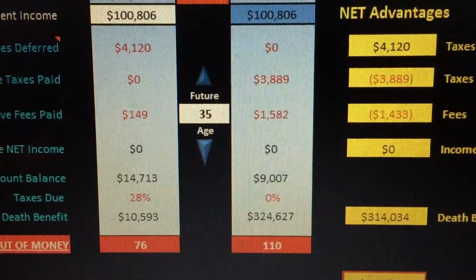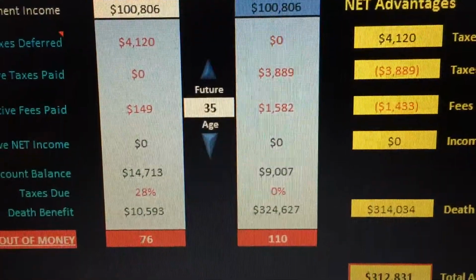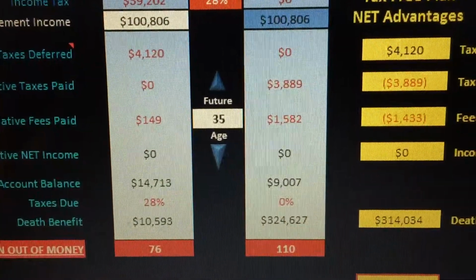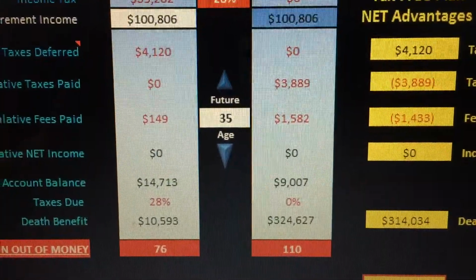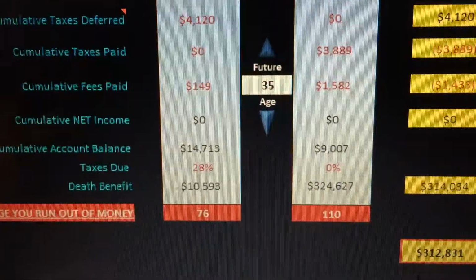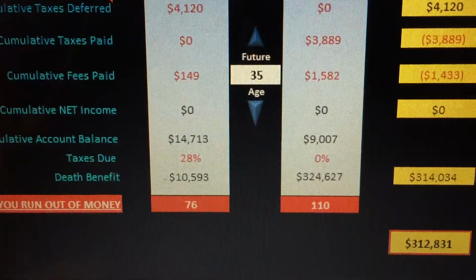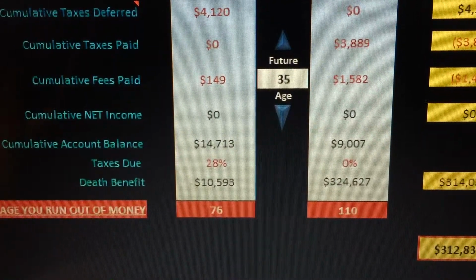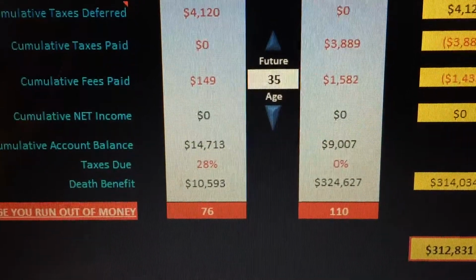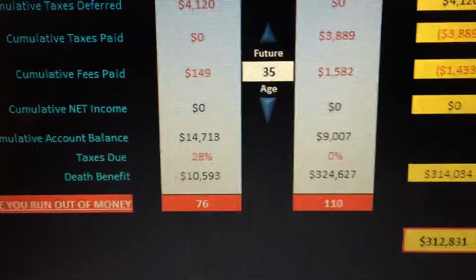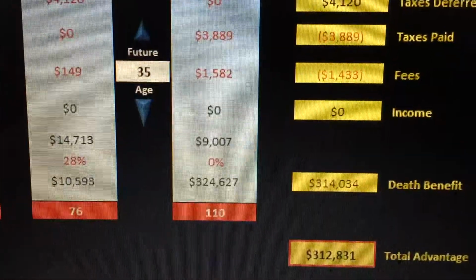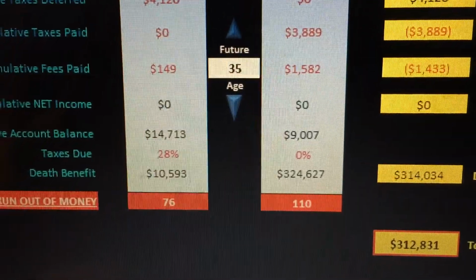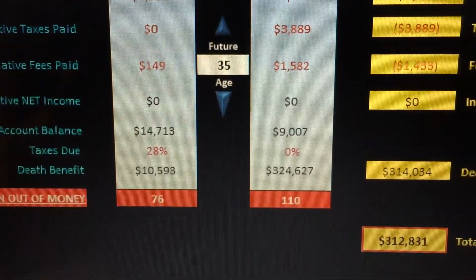The IUL in the early years does not quite have the same balance, but that number is going to blow you out of the water pretty soon. If this person was to die at age 35, the person on the left, their money would go to their heirs, but then their heirs would be taxed at 28% for a net of $10,593. With this IUL, the death benefit, $324,000, goes right to the heirs tax-free.